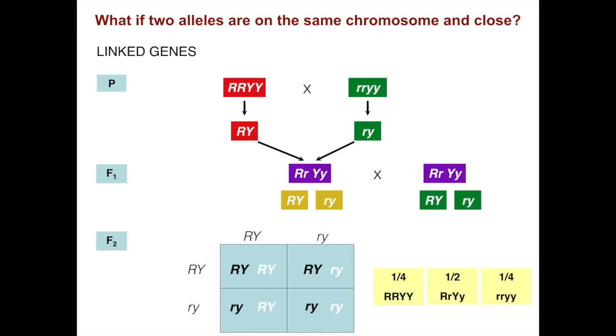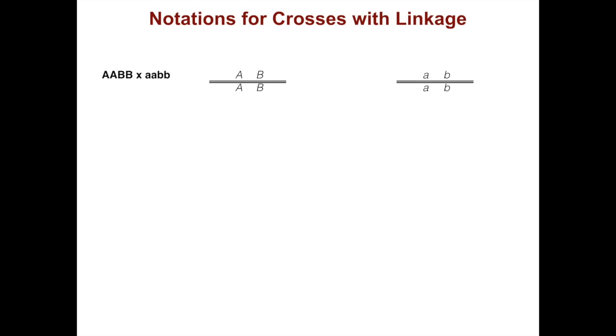So you get 1/4 dominant, 1/2 heterozygous for both genes, and 1/4 that are recessive for both traits. So this is almost like having just a single gene because they are so tightly linked. There's no separation between these traits. So this is how we do notations for crosses with linkage.